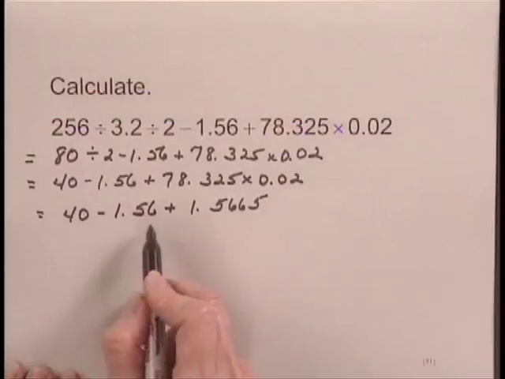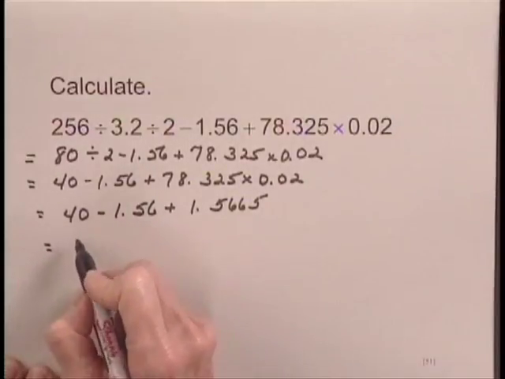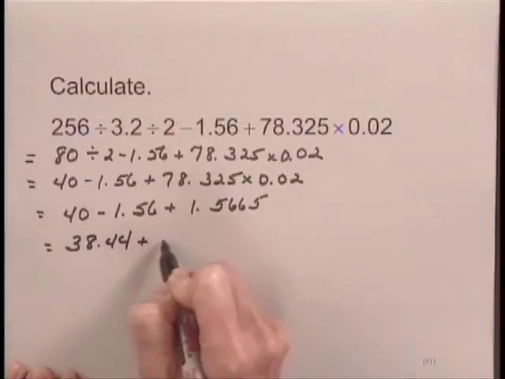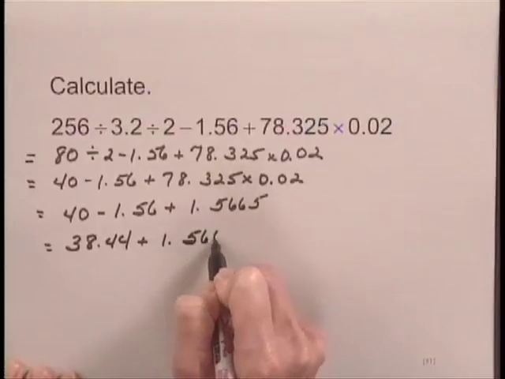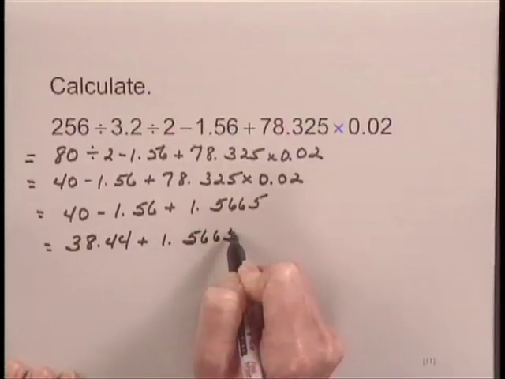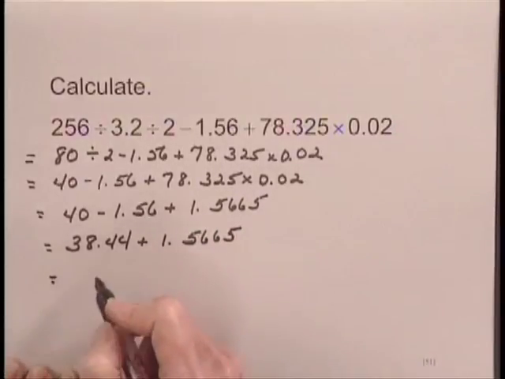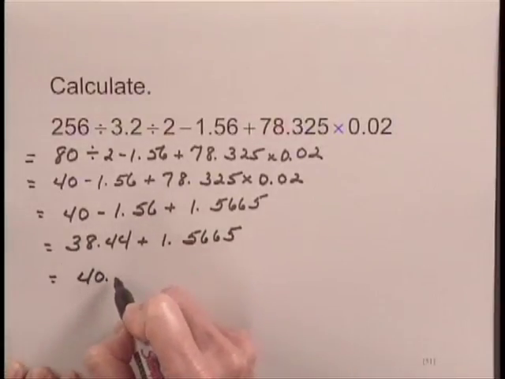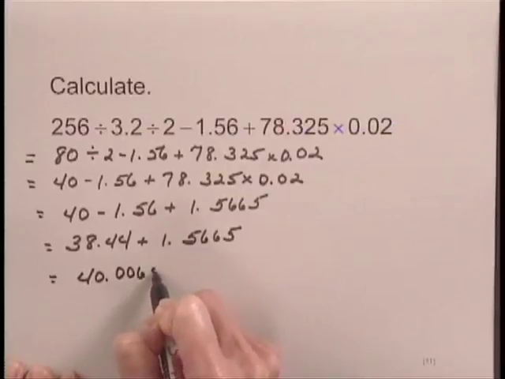I'll have 40 minus 1.56 first, which is 38.44. And that's plus 1.5665. And doing that last addition, we get the final result, 40.0065.